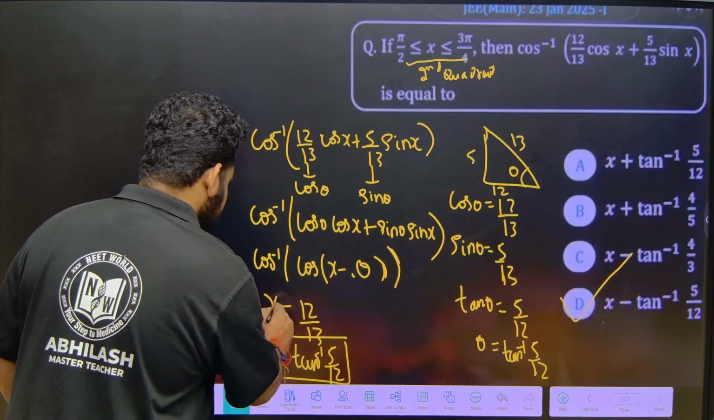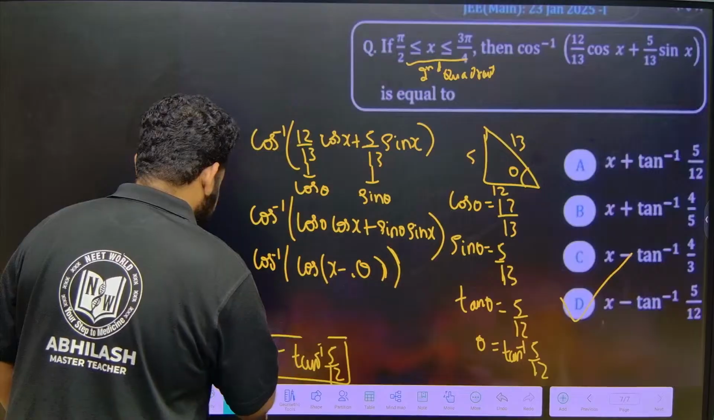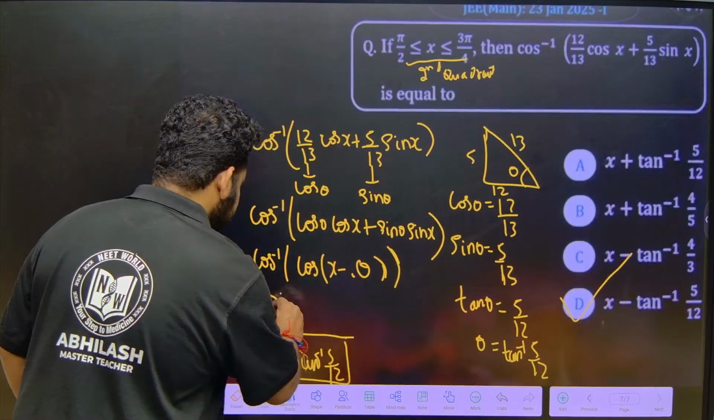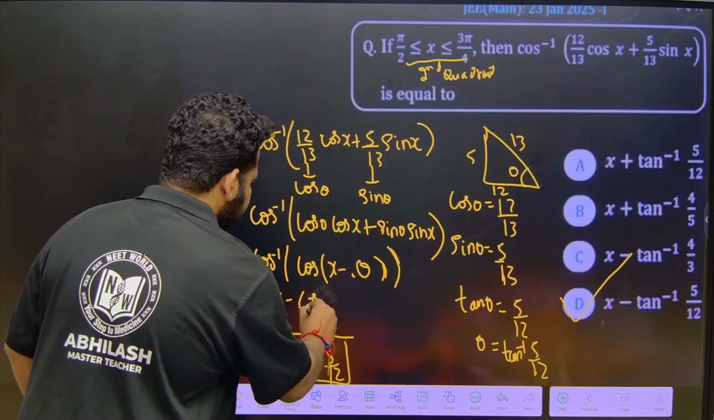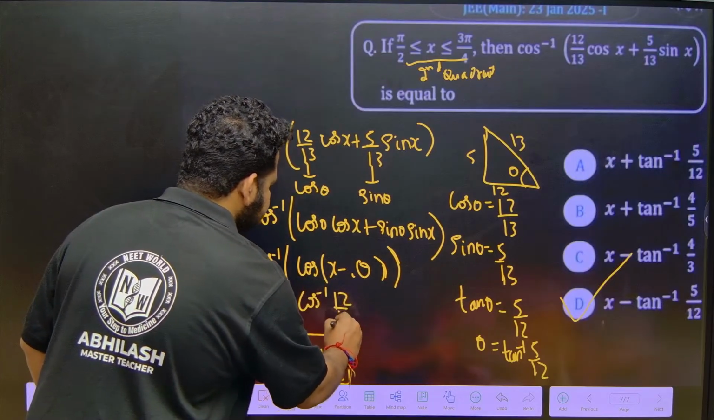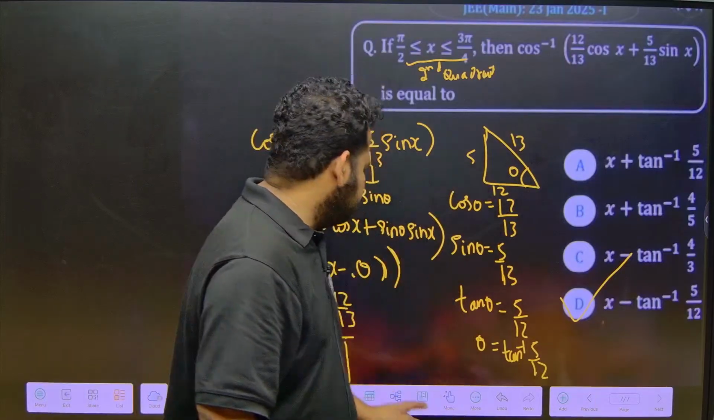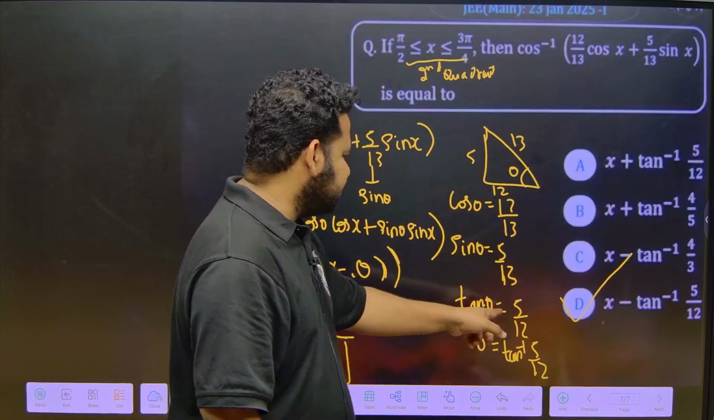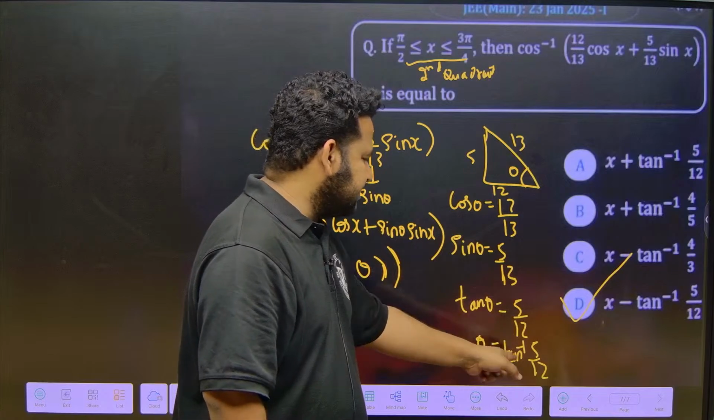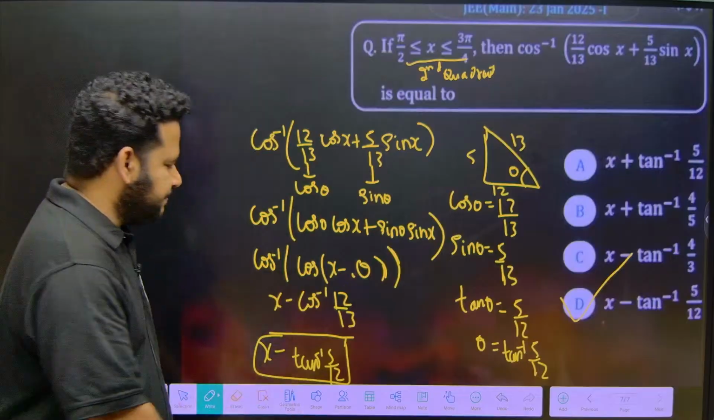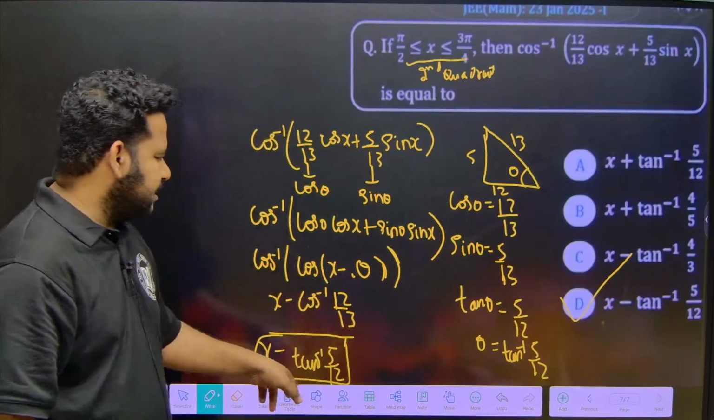This should actually be x minus theta, where theta is cos inverse of 12 by 13. But I want it in terms of tan inverse, because the options are given in terms of tan inverse. If cos theta is 12 by 13, then tan theta is 5 by 12. So theta is tan inverse of 5 by 12. So we get x minus tan inverse of 5 by 12.